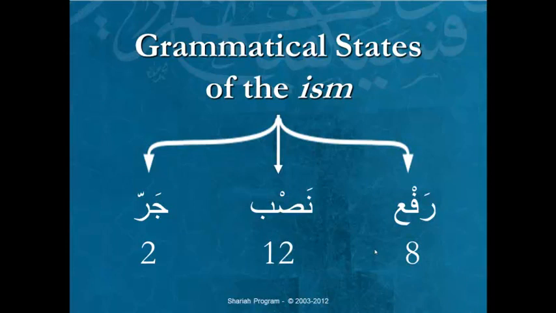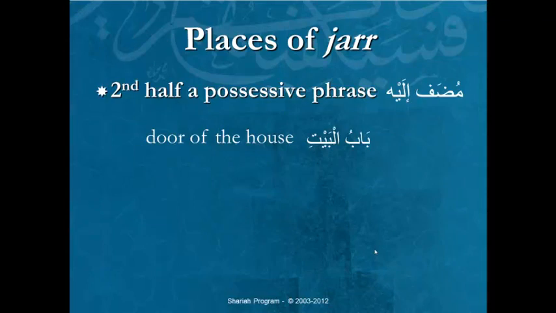Rafa is a broad grammatical state that accounts for 8 of the 22 possible ways an ism could be used. Subject is one of them. Nasab is an even broader grammatical state that accounts for 12 of the possible ways an ism could be used, and object happens to be an example of it. And jar, there's 2 within jar. Second half of a possessive structure is one of them, and the second one we're going to give to you in a minute. So let's start wrapping this up now.